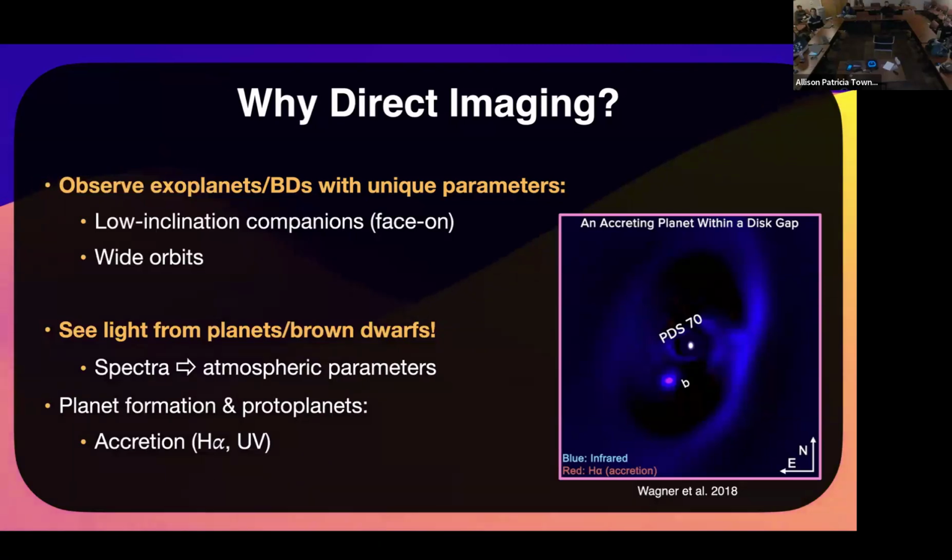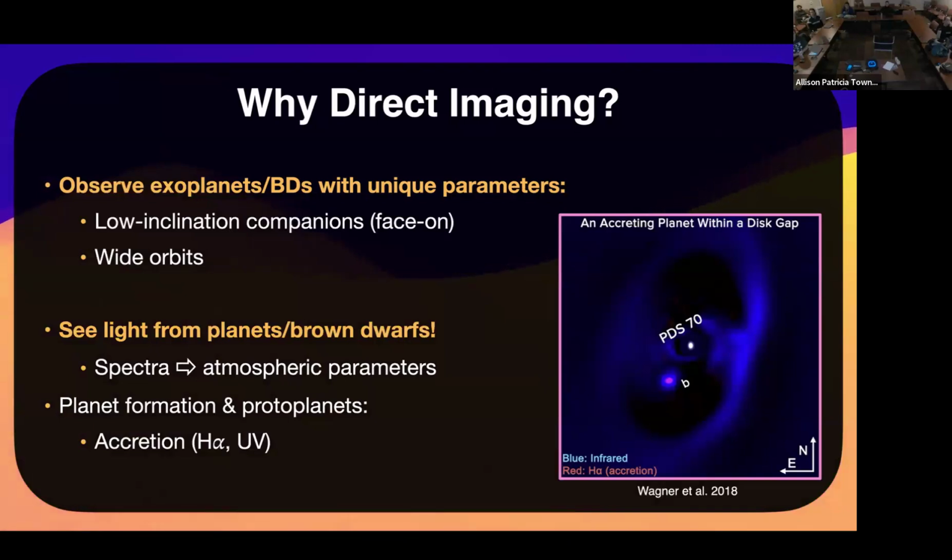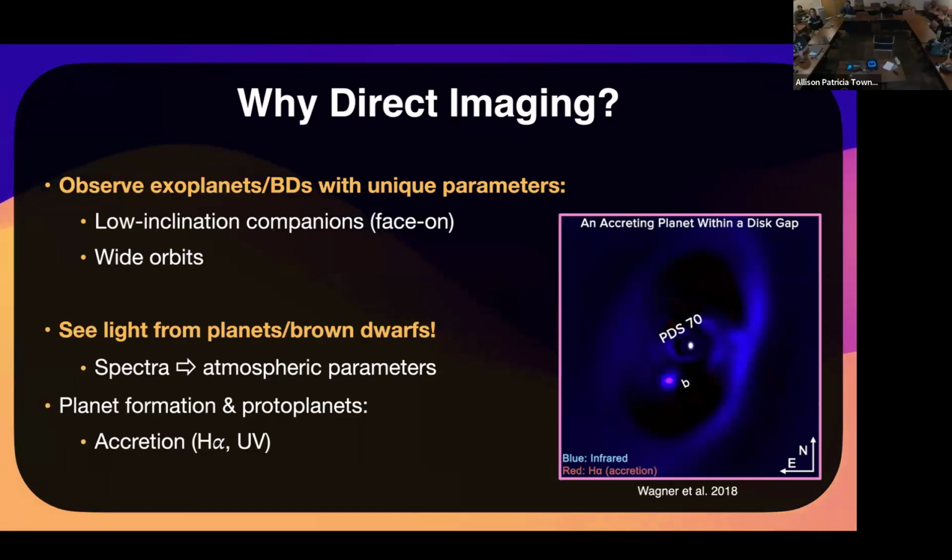We can also see some tracers of formation in really young protoplanets. So in this image here of PDS-70b, there's H alpha detection linked to accretion onto the protoplanet, on top of the blue infrared disk and planet observations. So there's likely a circumplanetary disk around this very young system as well.